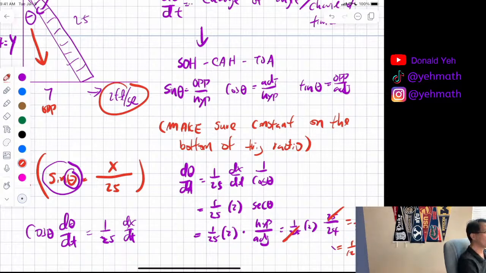Now you've got to figure out what is constant. Guys, talk about what is constant in this case. That's the first thing you should talk about.